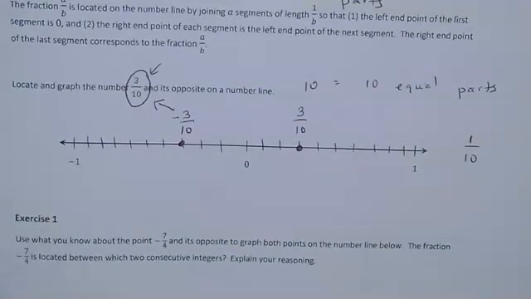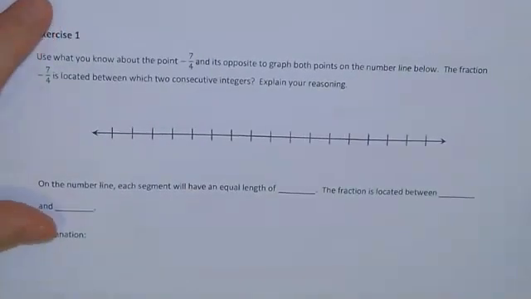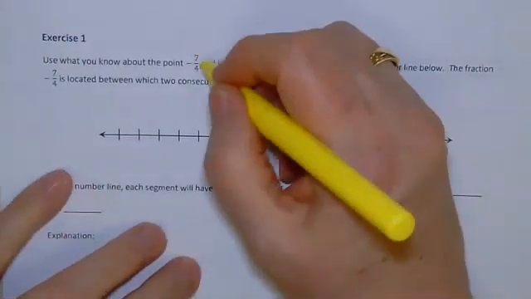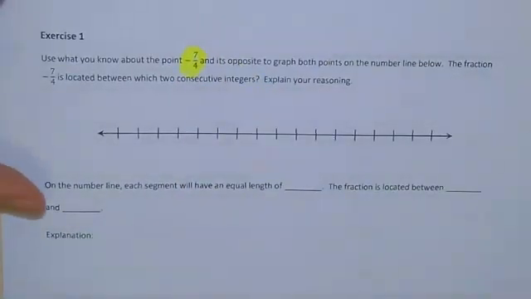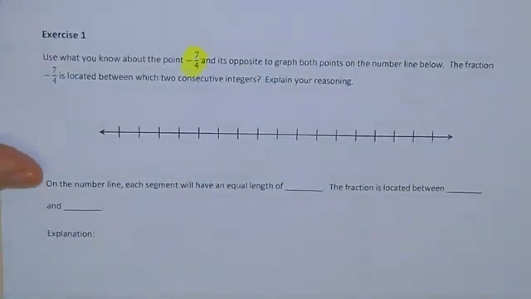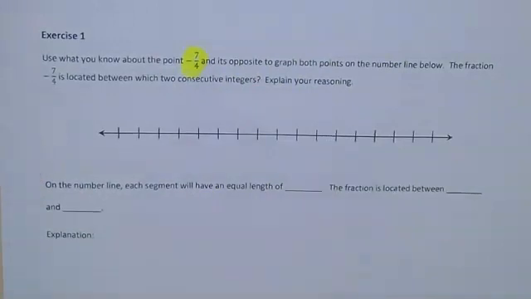So that's the first one of those that we've done. Here's the second one. Let's try it again. I'm looking at this fraction. The bottom number tells me how many equal parts I need, and the top number tells me how far to count over.